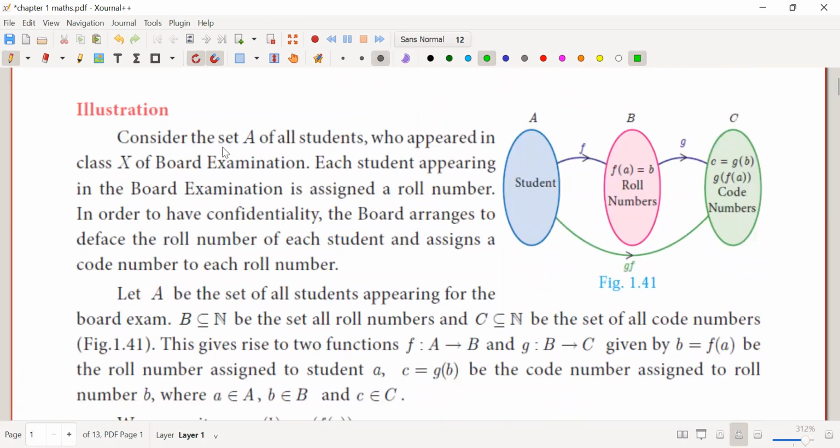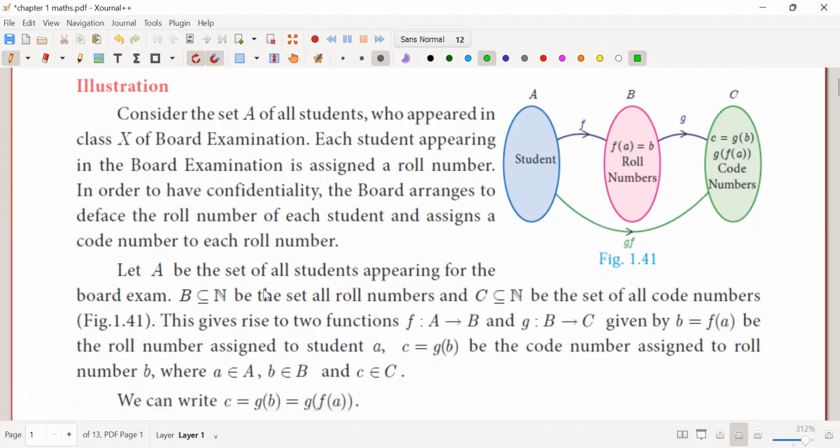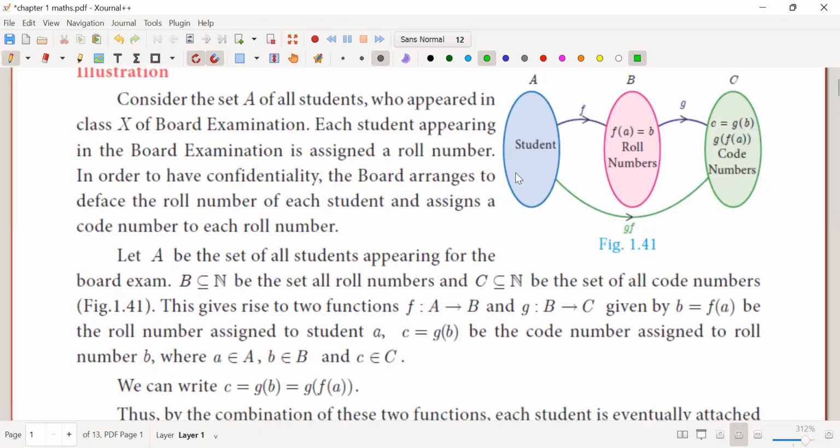Consider set A of all students who appeared in the class 10 board exam. Each student appearing in the board exam is assigned a roll number. In order to have confidentiality, the board arranges to deface the roll number of each student and assign a code number to each roll number. Let A be the set of all students appearing in the board exam, B a subset of N, the set of all roll numbers, and C the set of all code numbers.